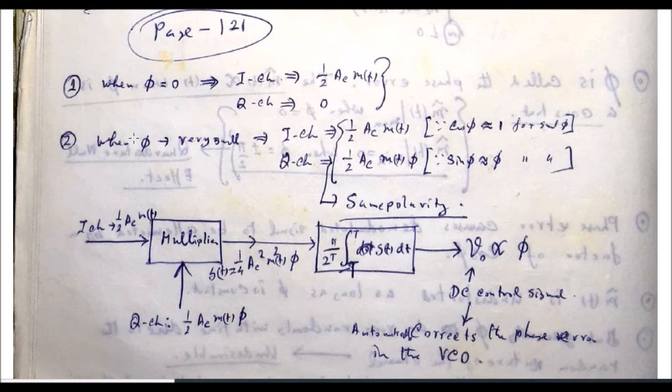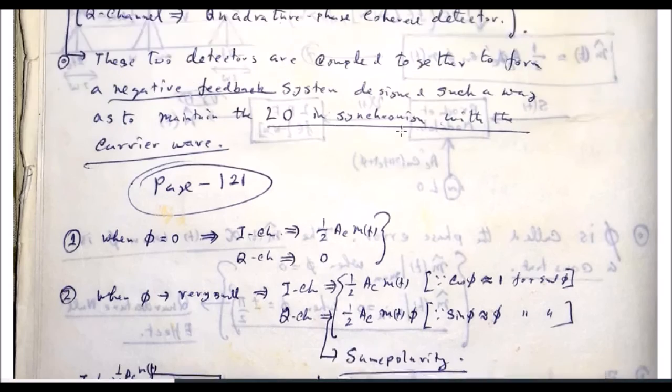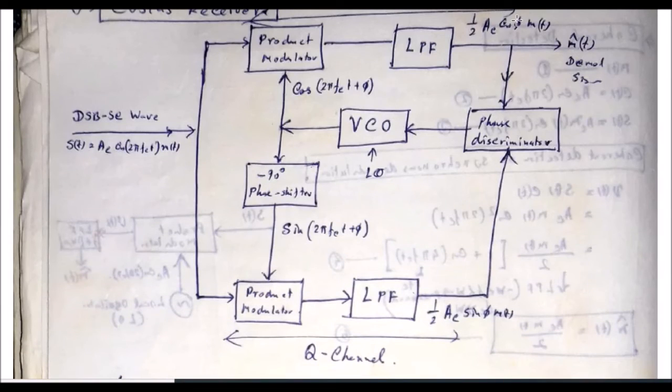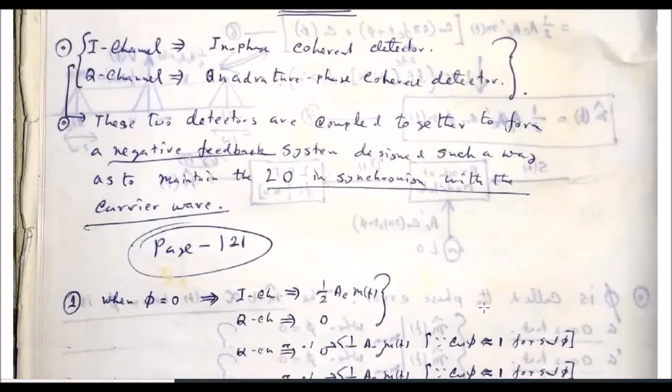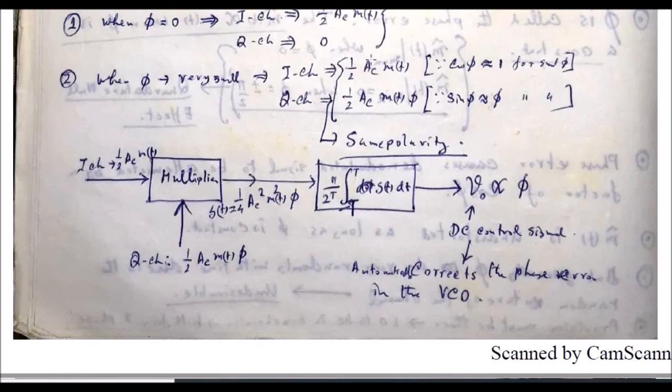Okay, so if phi is very small, then you can write that the output of the in channel should be equal to half of AC m(t), because you know that when phi is small, cos phi is equal to 1, and sin phi is equal to phi. So the in channel output will have cos phi replaced by 1, and in place of sin phi I am putting phi. That means this factor is now phi. Sin phi is equal to phi when phi is very small.